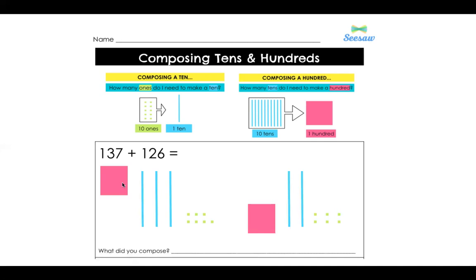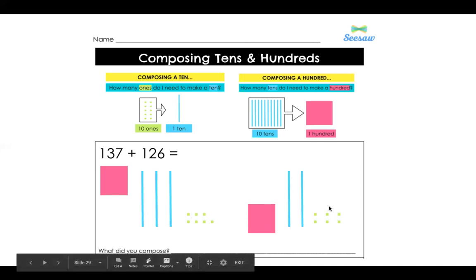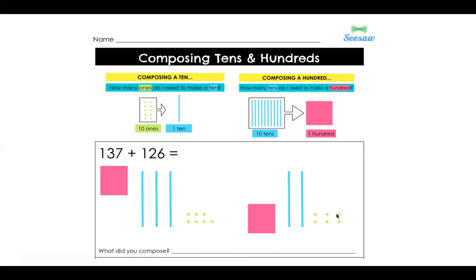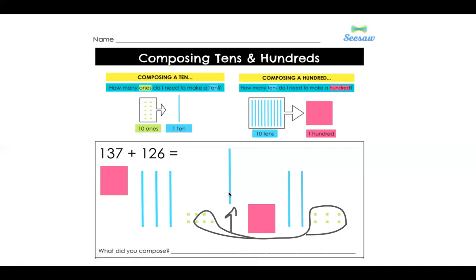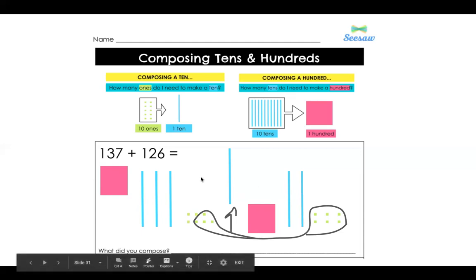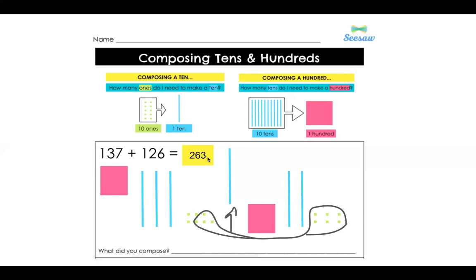All right, so to start my problem, I started with 137 and 126. I'm going to start by counting up my ones. 1, 2, 3, 4, 5, 6, 7, 8, 9, 10. Oh, I can bundle up those 10 ones and I'm going to compose a 10. I'm going to trade them for a 10. Now I can count up all of my numbers. I have 100, 200, 210, 220, 230, 240, 250, 260, 261, 262, 263 is the answer I got. Did you get that answer?